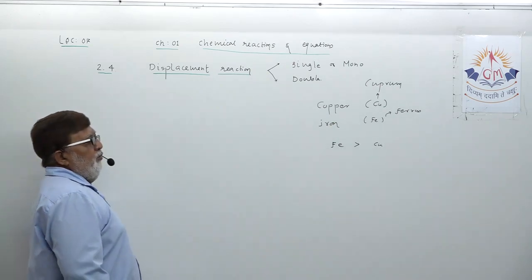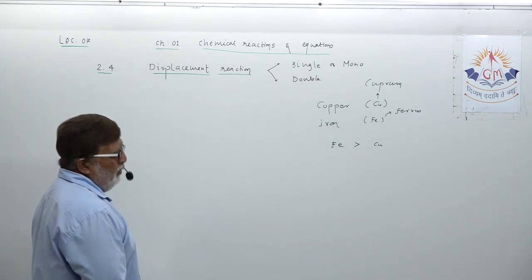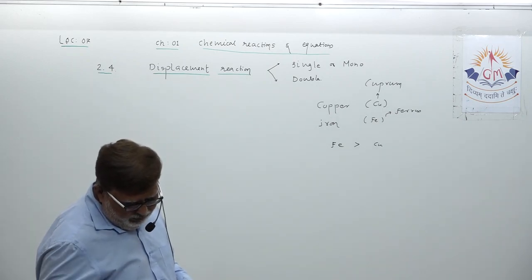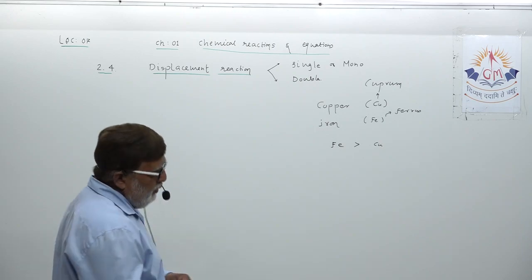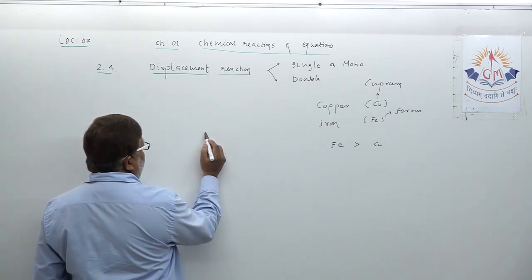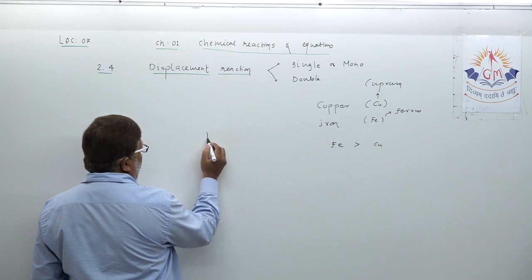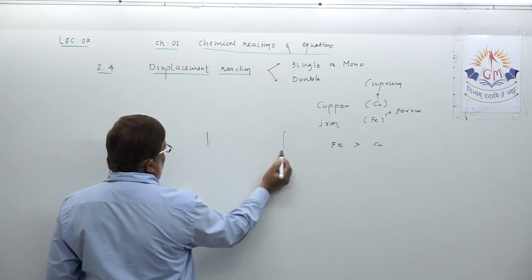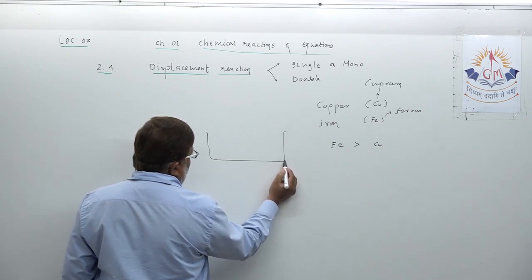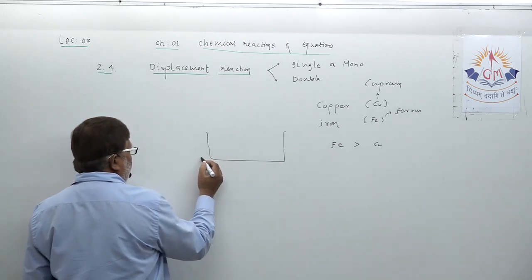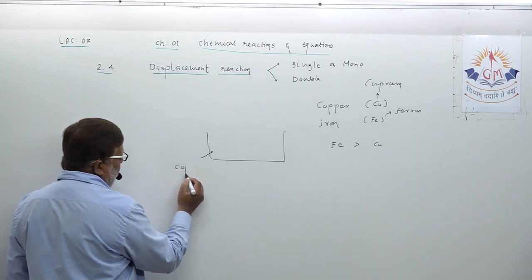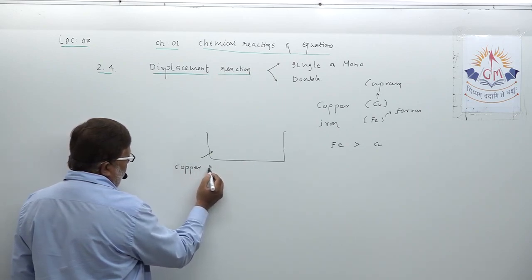So now what happens if we perform one particular experiment to understand this? Okay, dear student, let us try to understand this. Suppose in a vessel I take copper sulfate solution. In a vessel I have taken copper sulfate.